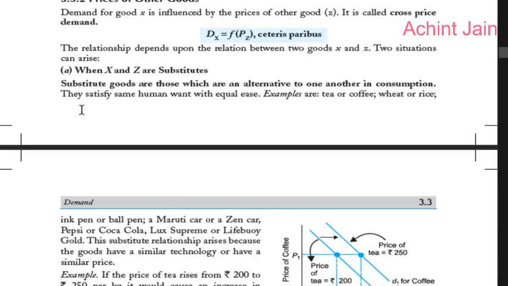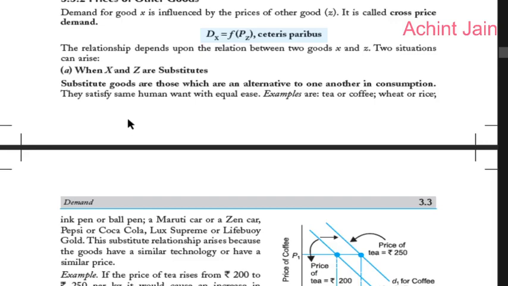They satisfy the same human want with equal ease. I will tell you, if in a market tea is not available, then you are ready to purchase coffee. If wheat is not available, then you are ready to go with rice. If an ink pen is not available, you try to go with a ball pen. Even if a Maruti car is not available, you will go with a different company's car.